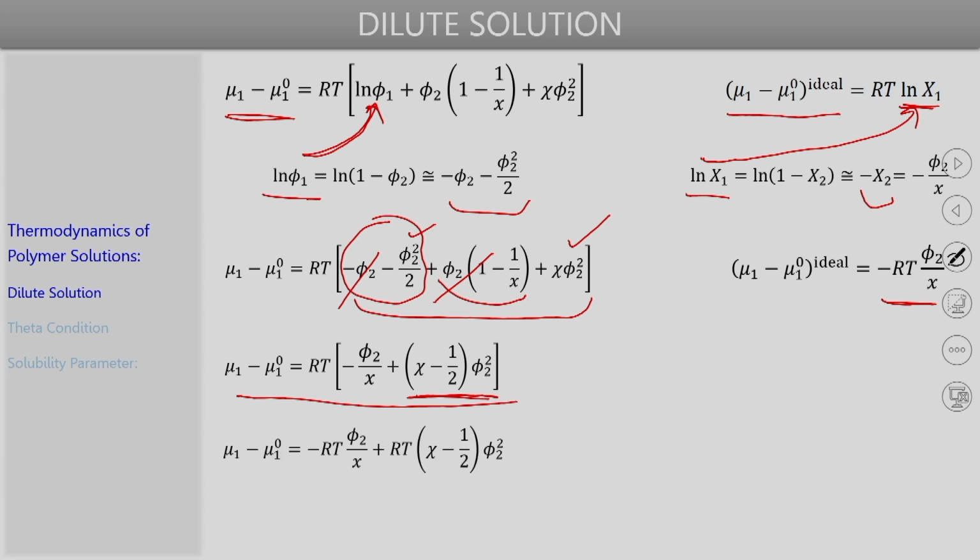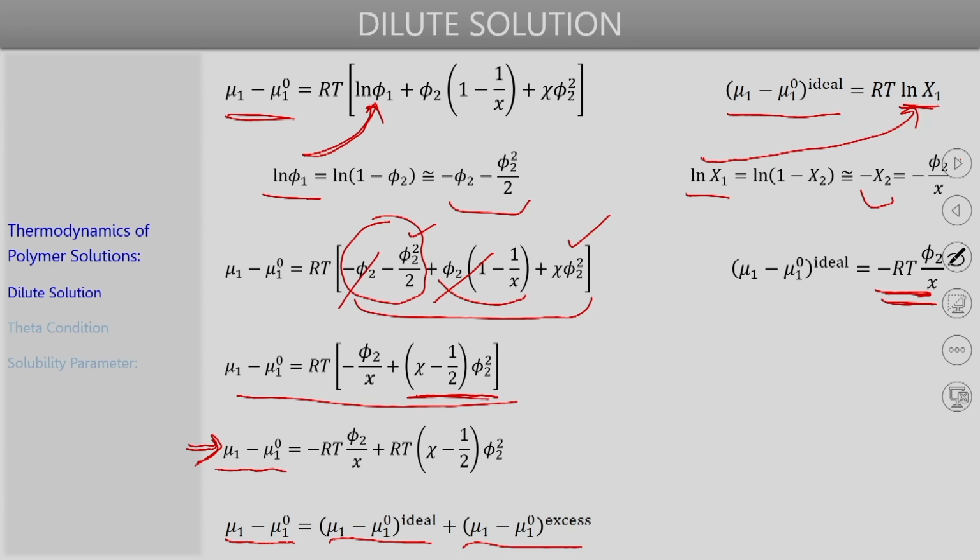So, again, if we expand or multiply throughout by RT, we get the expression shown here. Let us now compare this with the ideal and excess contributions. We already know that this mu 1 minus mu 1 naught will have an ideal and an excess contribution. We have already developed the expression for the ideal contribution for a dilute solution, and for the actual chemical potential difference, the expression shown here is what has been developed for a dilute solution.